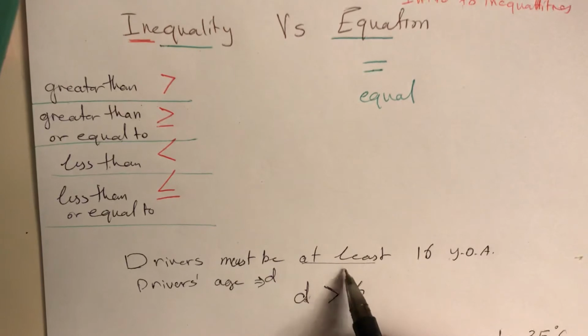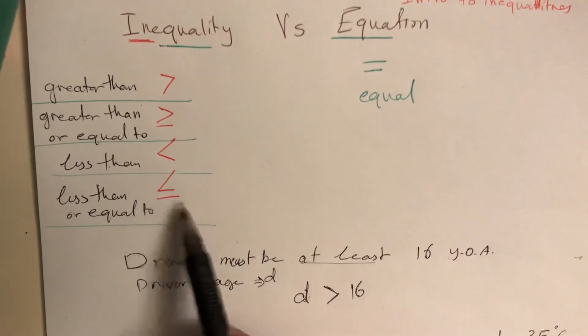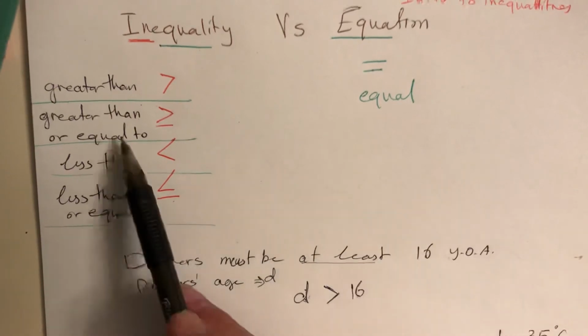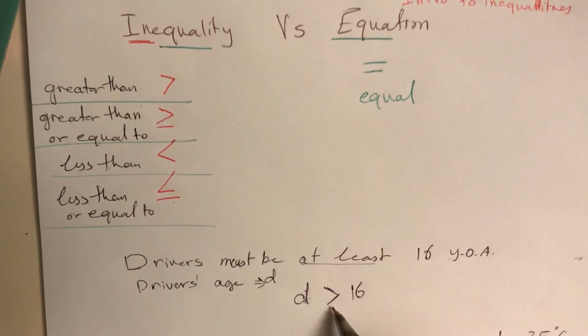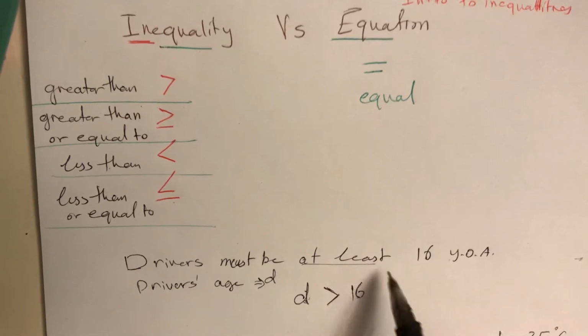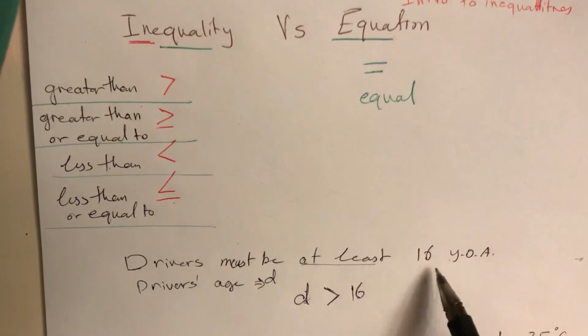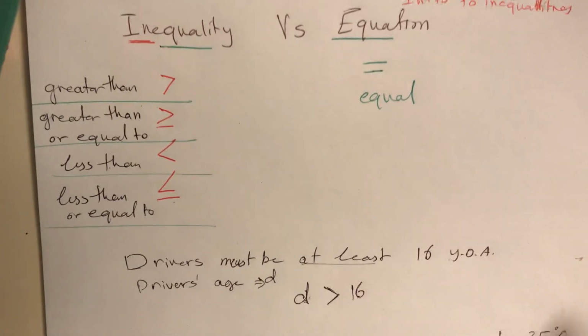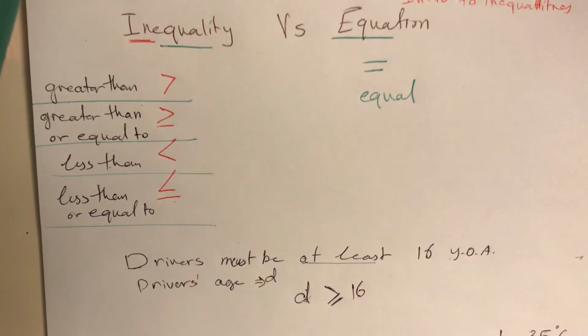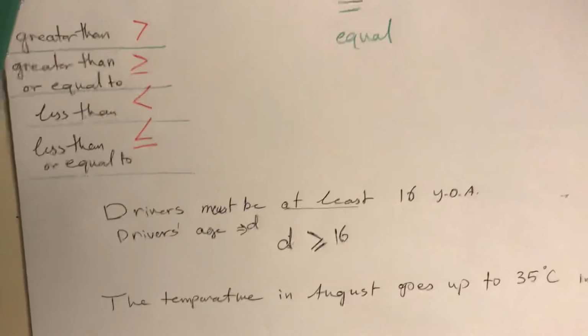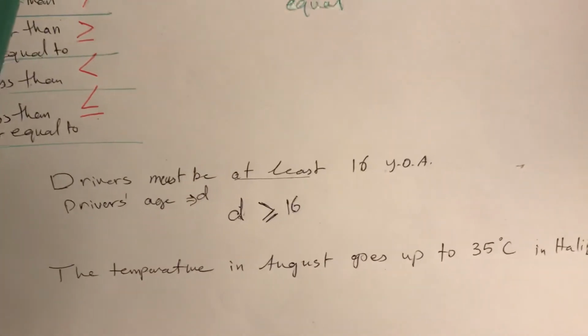So you always want to ask yourself if you are using equal to or just greater than or less than. So you always want to see if you have an equal to sign also. Drivers, could the driver be 16 according to the statement? Yes, you can, because at least 16, so 16 is an acceptable age. So you want to put in that extra line for an equal sign. Okay, let's look at another example before we finish this.